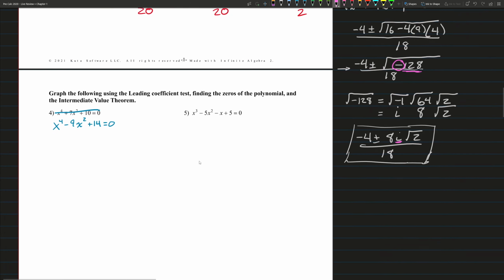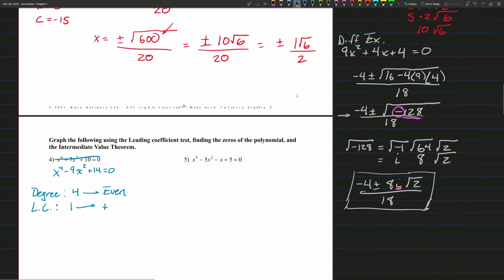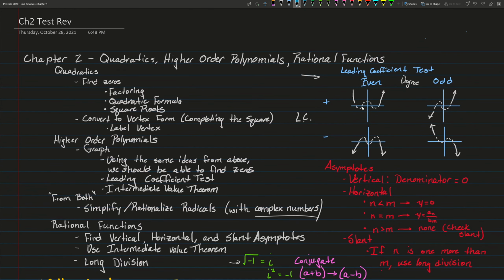All right, number 4. So number 4 and 5, graph the following using the leading coefficient test, finding the zeros of the polynomial, and the intermediate value theorem. Leading coefficient test, that should be the easy part. The degree of this is 4, right? That's the highest exponent, and this is even. The leading coefficient is the thing in front of x to the 4th, so it's 1, which is positive. So we get this general shape, which is going to be this top left-hand corner right there. That's what our graph is going to look like.